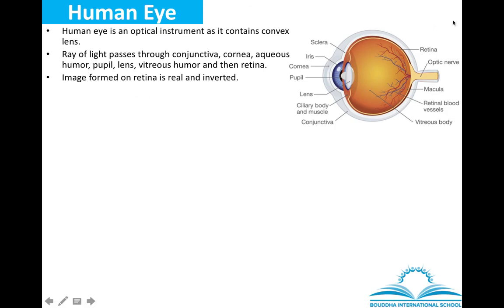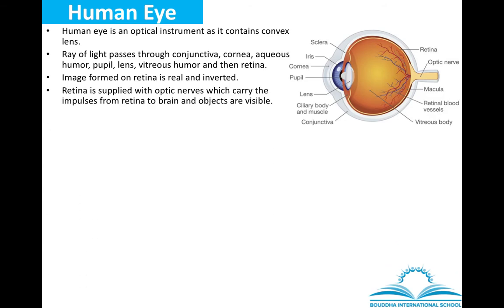The image that is formed on the retina is real, and if real, it is always inverted. And whatever image is formed on the retina, that message is carried by the optic nerve to the brain, and the brain will see the object.